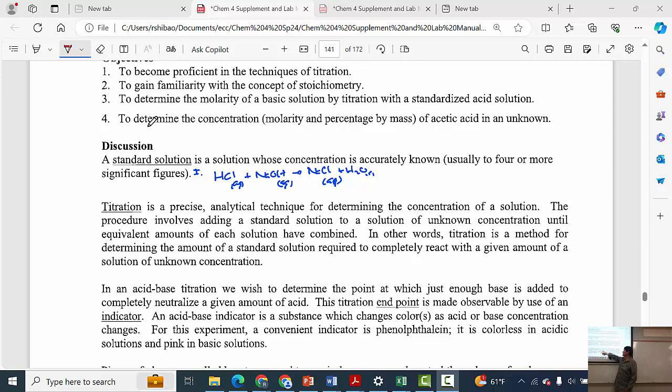So this titration has an endpoint. The endpoint is where we get some kind of signal. In our case, the signal is going from colorless to pink. That signifies the endpoint, which is very close to the stoichiometric equivalence point. This titration endpoint is made observable by use of an indicator. An acid-base indicator is a substance which changes color as acid or base concentration changes. For this experiment, a convenient indicator is phenolphthalein. It is colorless in acid, pink in base.